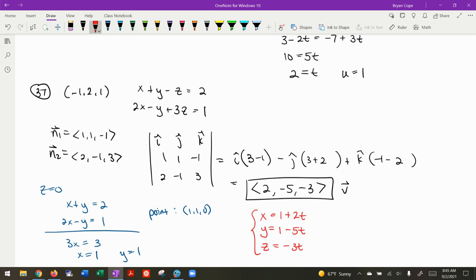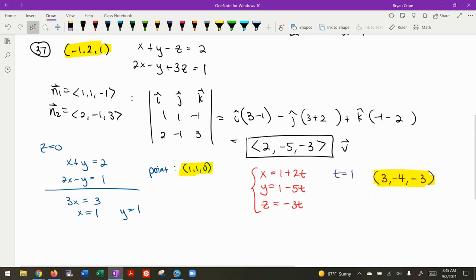Okay, let's take now 3 points on our new plane. So we have 2 of them. Here's a given point. Here's a point that we just determined, and now let's let t equal 1. So a new point would be 3, negative 4, and negative 3. So we've got 3 points that lie on our plane. With those 3 points, we can create 2 vectors and then find the normal vector for our plane that way.